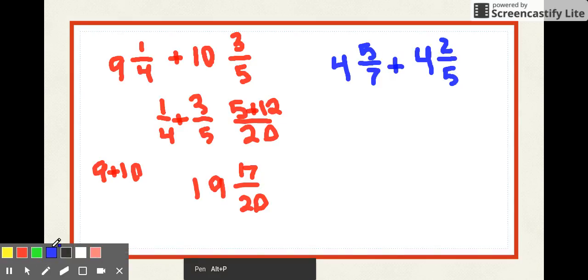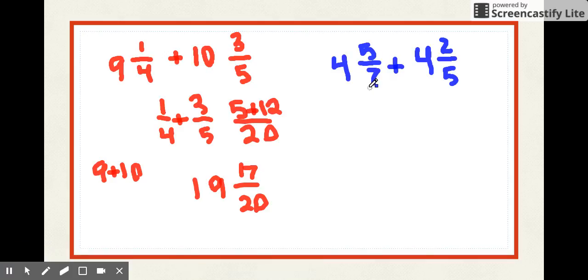The other way, we're going to use this 4 and 5/7 plus 4 and 2/5. And the way to do this is to change them into improper fractions first. So you'd have to multiply 4 times 7 plus 5. 4 times 7 is 28. 28 plus 5, so you'd have 33 sevenths plus, let's see, 4 times 5 is 20. 20 plus 2, so it'd be 22 fifths.